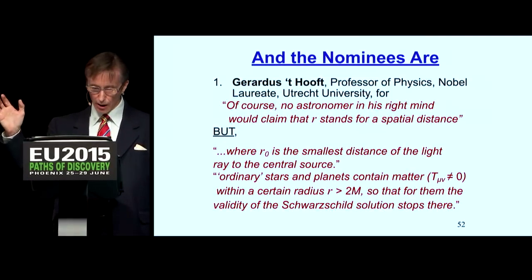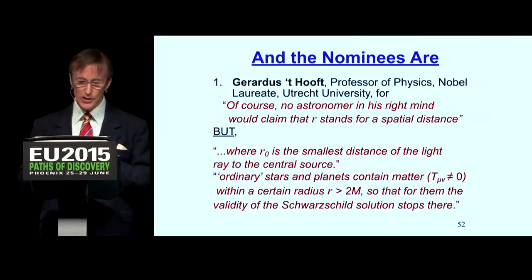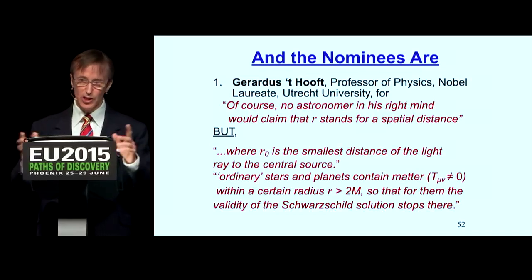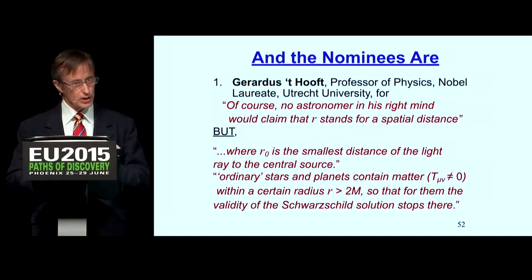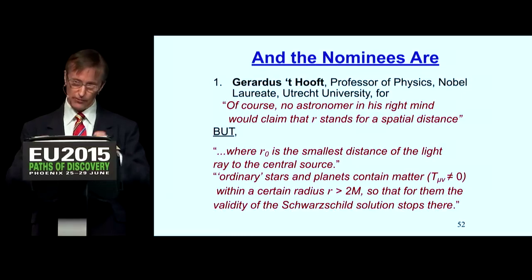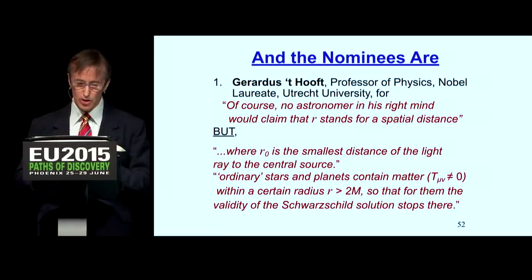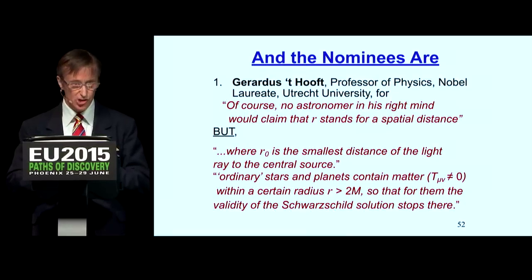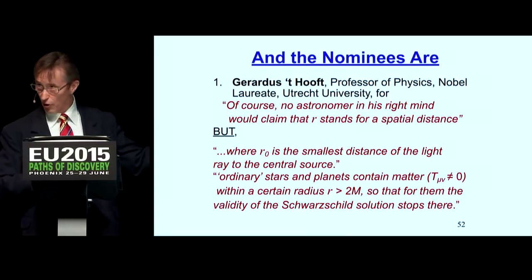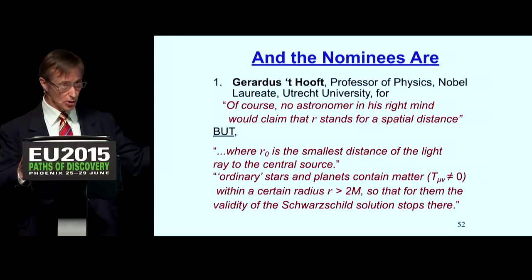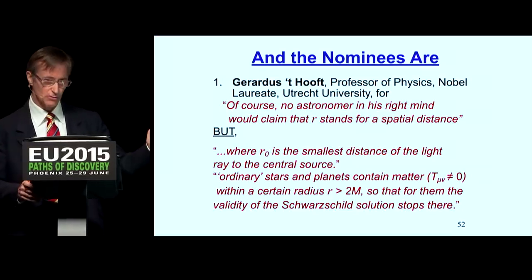And the nominees are Gerardus 't Hooft, Professor of Physics, Nobel Laureate, Utrecht University, for this gem. When I spoke to him about this, he sent this to me in an email. I have the evidence, so if anybody wants it, I can give it to them. He says, of course, no astronomer in his right mind would claim that R stands for spatial distance. Well, you saw what he called it. He had 5, didn't he? He didn't know what he was talking about. He had 5 of them. 4, at least 4, I think 5.